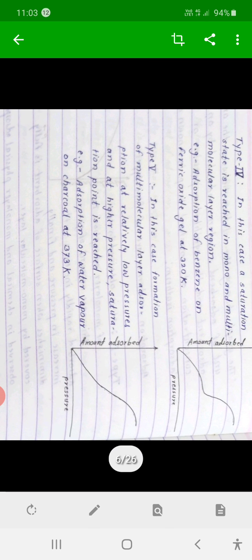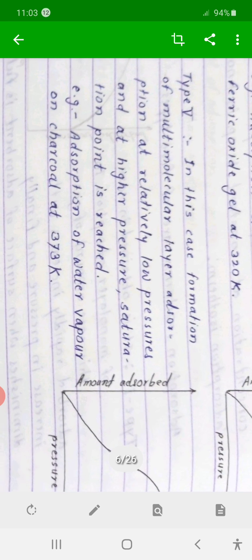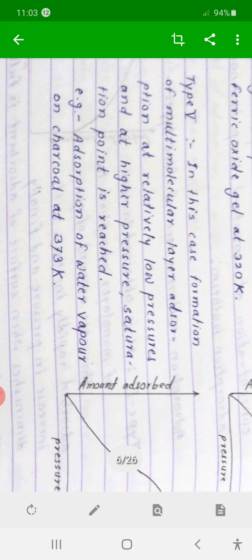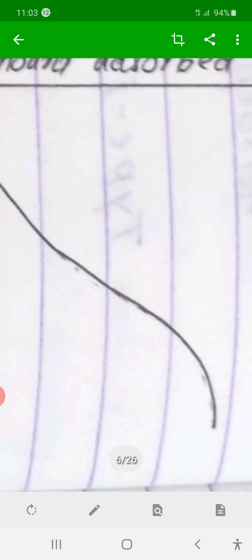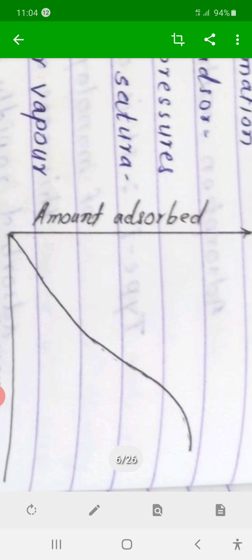Then last one is fifth type of isotherm. In this case, formation of multilayer adsorption at relatively low pressure, that multilayer also starts from initially. Pressure is low, at that low pressure also multilayer starts to form, and at higher pressure saturation point is reached. See here, saturation, that is no increase is there, that becomes steady, that is saturation point.